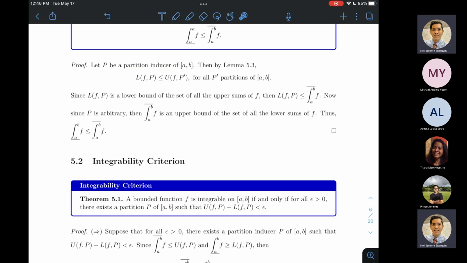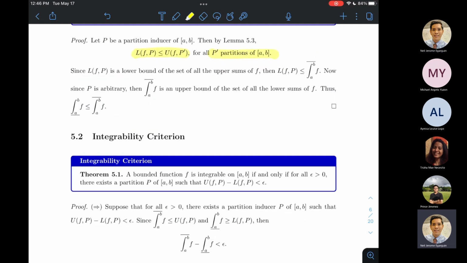Tapos, alam ko na ang lower Riemann sum ay laging mas maliit or equal sa kahit ano pang upper Riemann sum. So I know this, that the lower sum of f with respect to p is no greater than the upper Riemann sum of f relative to all partitions p prime ni closed interval AB. This is by lemma 5.3.